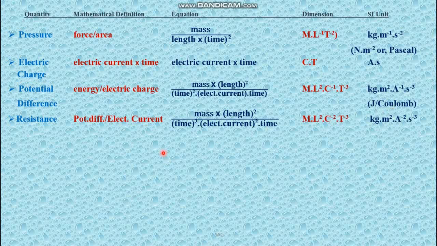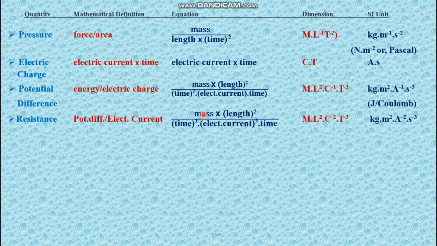Next, it is resistance. Remember Ohm's law, V equals IR. V is potential difference, I is electric current, and R is resistance. When you want to obtain the unit of R, you have to divide V by I, that means potential difference by electric current. Potential difference has the dimension mass length squared by time squared into electric current into time in the denominator. But when another electric current is added here, the electric current becomes electric current squared. Then you will get the dimension of resistance.